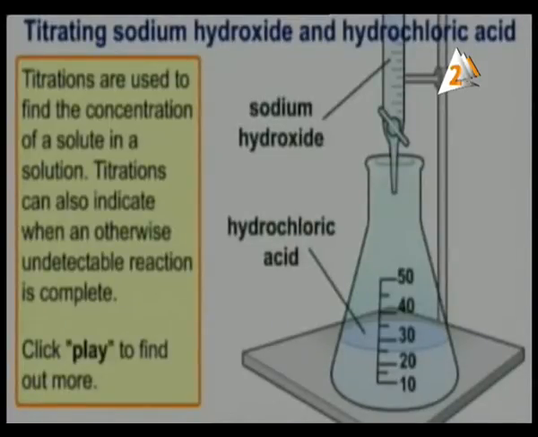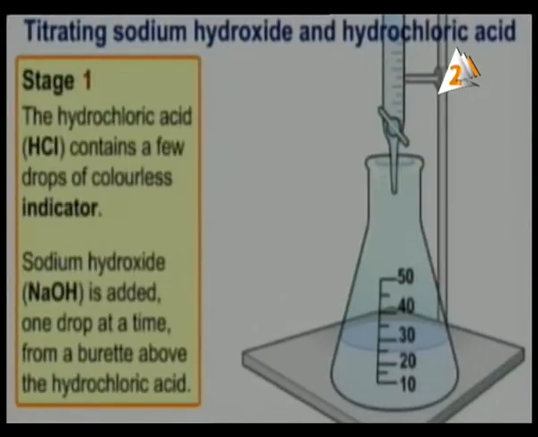Good. Now let's see what happened. Look at this. Sodium hydroxide with hydrochloric acid, when we add them to each other. Stage number 1: hydrochloric acid, HCl, contains a few drops of the colorless indicator. Take care of this. What happened after that? Here the sodium hydroxide, NaOH, is added one drop at a time from the burette above the hydrochloric acid.